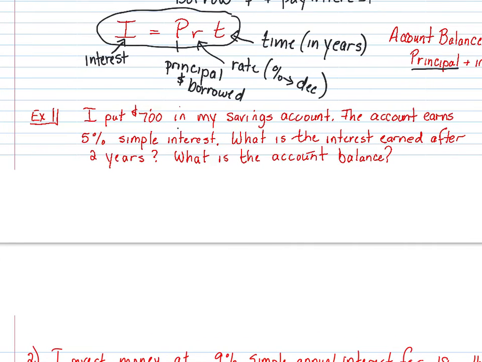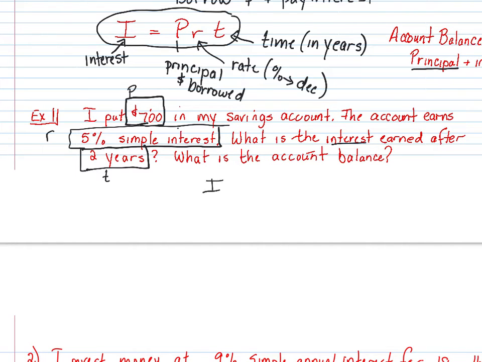So we put $700 into our account. That is called your principal, so that's your P. The account earns 5% simple interest, so there's my rate. And it says, what's the interest earned over 2 years? Notice that is in years, that's my time. So it wants to know the interest, so I put I equals PRT.